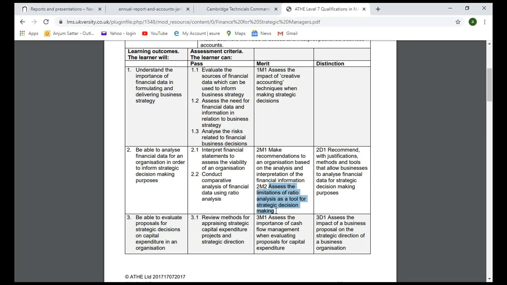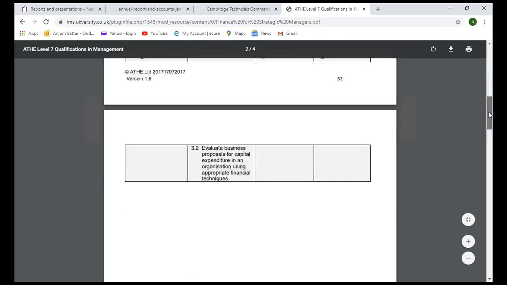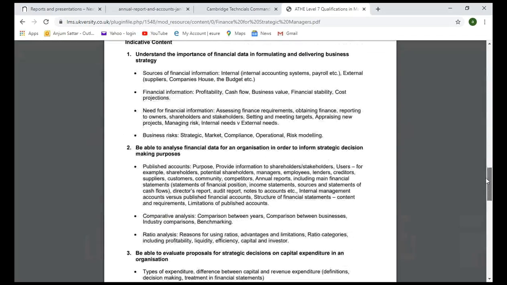Then for D1, we need to recommend, with justification, methods and tools that allow the business to analyze. We need to look at how the business can grow further and what different tools they can use. We discussed the balanced scorecard model in one of the lessons in another subject, so we can use it here as well, in a financial perspective, so we can look at different perspectives. That is what our discussion will focus on today, and we have an indicative content of what we're supposed to learn.